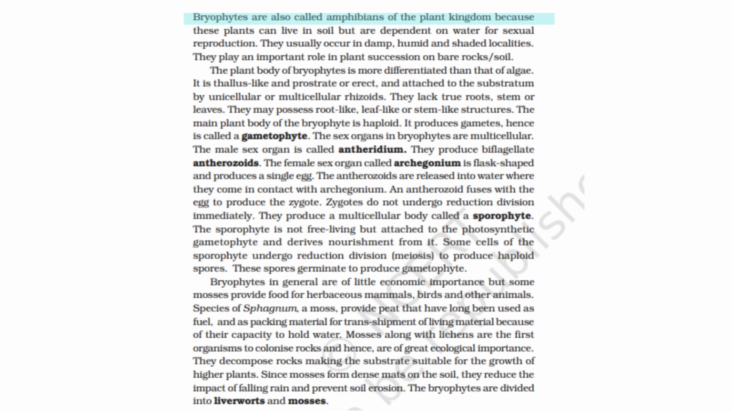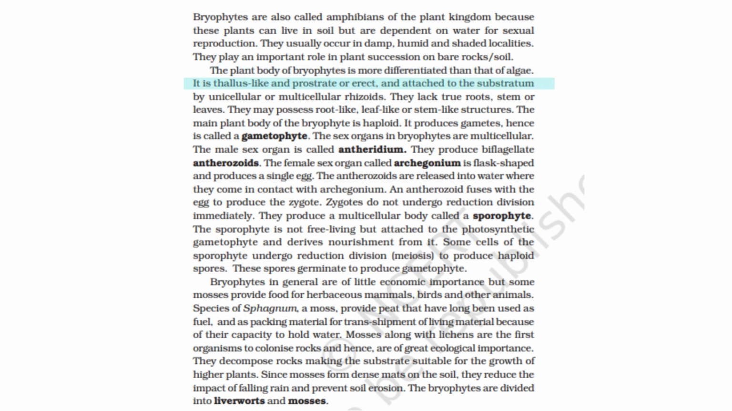Bryophytes are also called amphibians of the plant kingdom because these plants can live in soil but are dependent on water for sexual reproduction. They usually occur in damp, humid, and shaded localities. They play an important role in plant succession on bare rocks or soil. The plant body of bryophytes is more differentiated than that of algae.